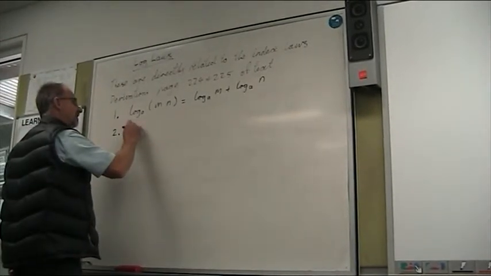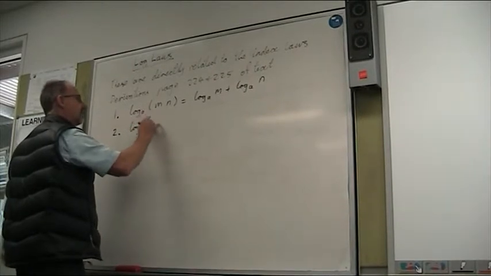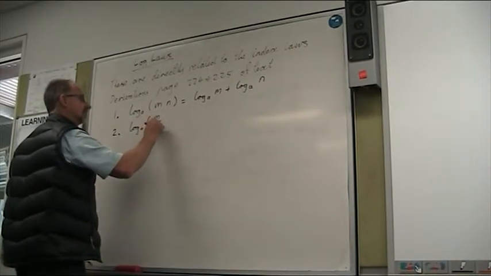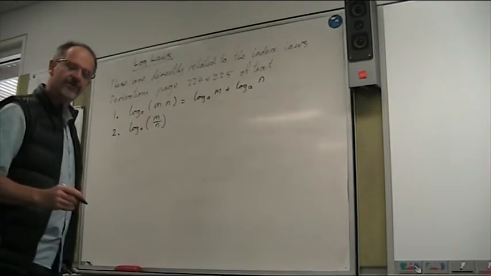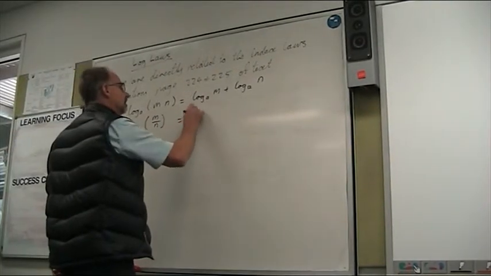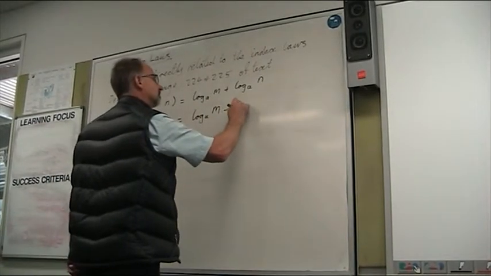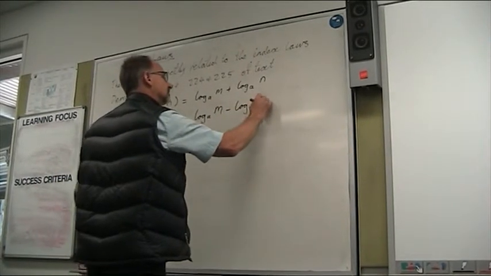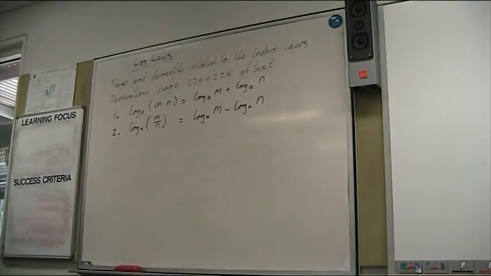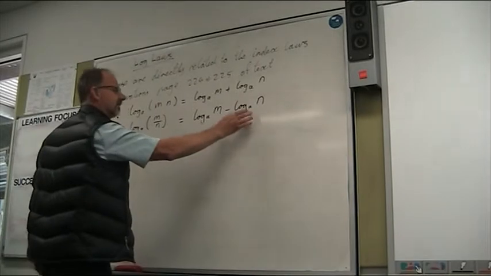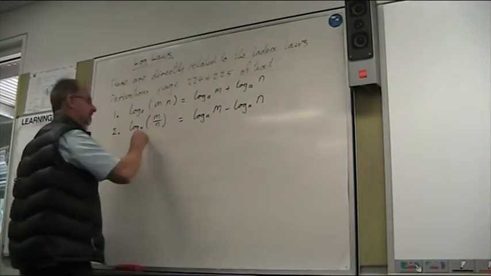All right, now if we have a couple of things divided, again, this is something we're going to use a fair bit. The one that's underneath is subtraction. Again, we'll use this quite a bit, a lot of the time going from this to that.